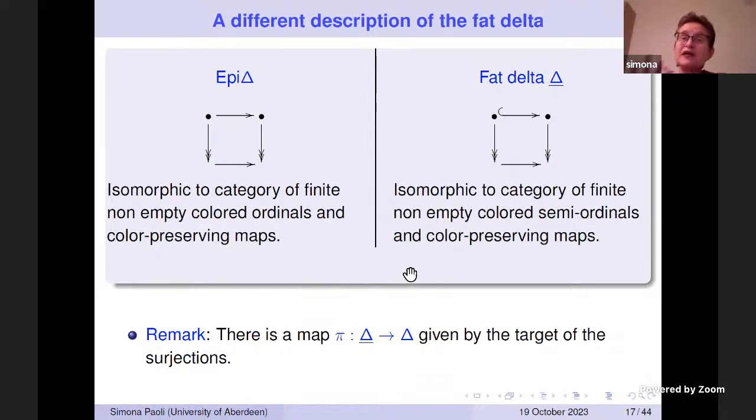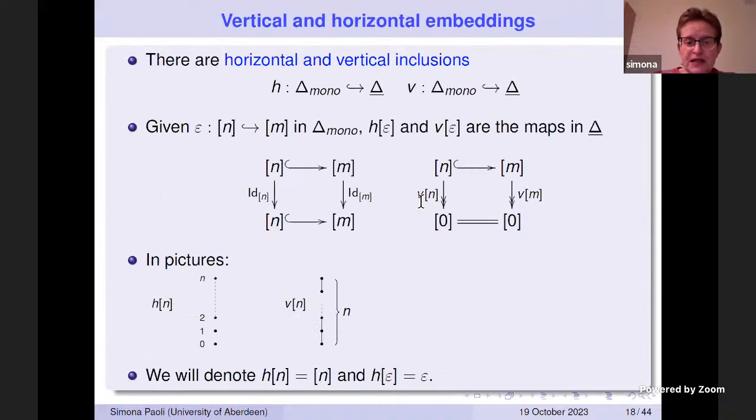Okay, so at the level of the pictures, you can sort of picture things in the same way, but you have only semi-ordinals around here. Another thing that I want to say is that we have this map pi from the fat delta to the ordinary delta, which is just taking the surjection here at the target. And this is quite an important map. All right, so what do we do with this?